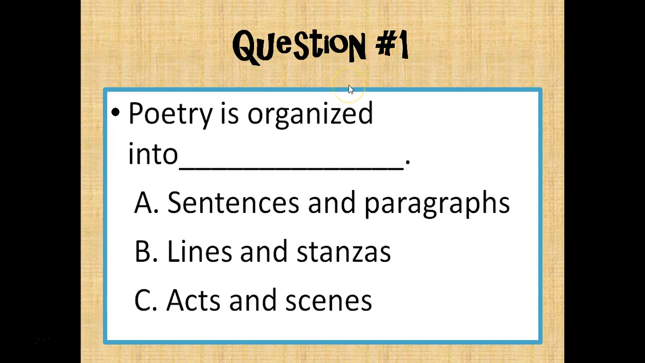Question number 1. So this is what I suggest, that you get something to write with and something to write on, and you go ahead and you write down your answers now. At the end of this, I'm going to ask you to go to the discussion board and post your answers. So question number 1. Poetry is organized into A, sentences and paragraphs, B, lines and stanzas, C, acts and scenes. Which one of those is poetry organized into? So you're going to write a number 1, and then you're going to write the letter and the answer, okay, that you choose. That's what will be posted on the discussion board. But right now you need to pause to answer and write down your answer to number 1.